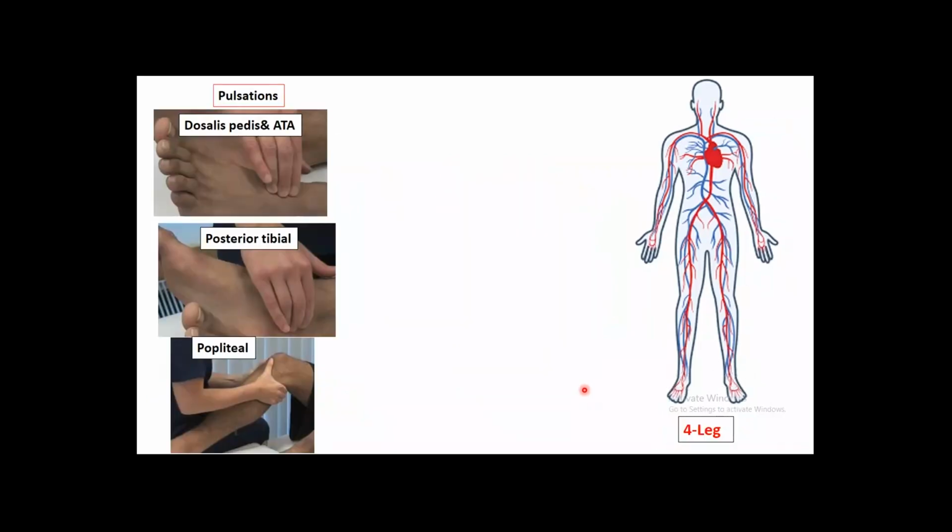Then moving downwards towards the leg, first thing is palpating the dorsalis pedis, anterior tibial artery, posterior tibial artery, popliteal and femoral arteries. Dorsalis pedis might not be felt in about 15 to 20% of patients, but we should then assess the anterior tibial artery. If the anterior tibial artery is felt, this is okay. If not felt, this might be pathological.